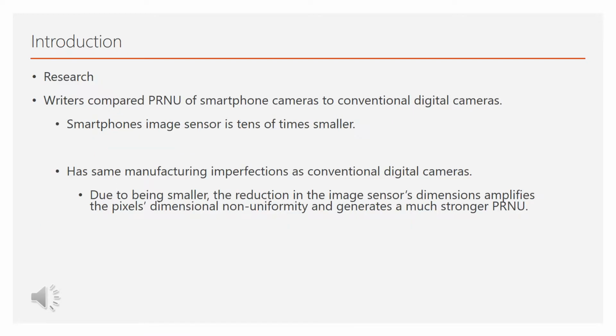The original writers of this paper conducted research comparing smartphone cameras to conventional digital cameras. The first thing they noticed was the smartphone's image sensor is incredibly smaller compared to the digital cameras. The smartphone's imperfections of their sensors are the same as a conventional digital camera. Because the image sensor is smaller in a mobile phone, it amplifies the pixel dimensions and creates a very strong PRNU.